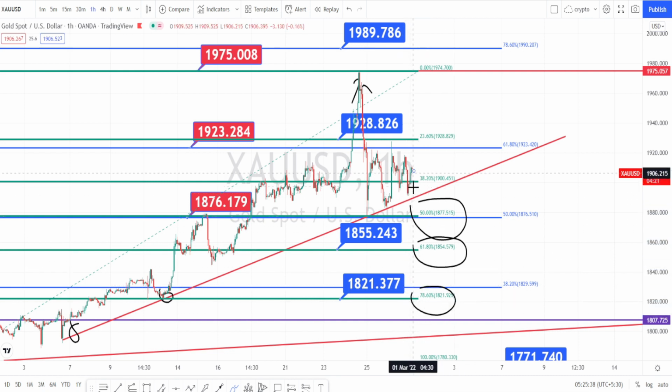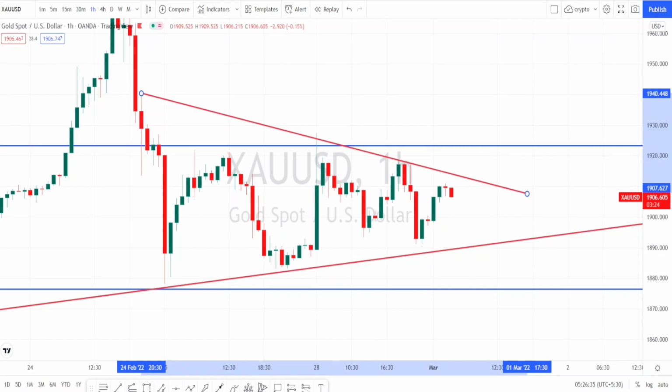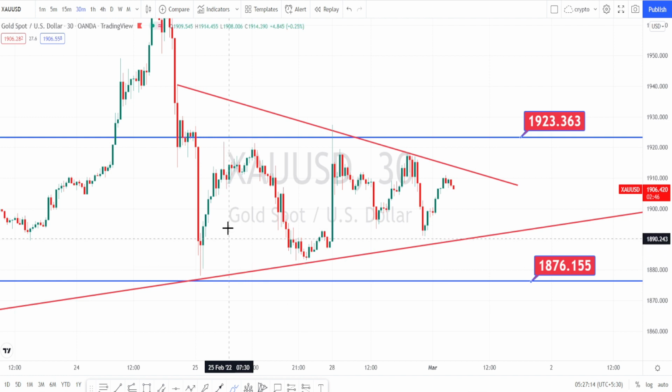For this retracement, it has to break this trend line or the support line. Wait for it to break this trend line, then we can go on a bearish side trade. Currently the price action is still trading on a bullish trend for now. Let us do the analysis in 30 minutes time frame. I'm in 30 minutes time frame now.